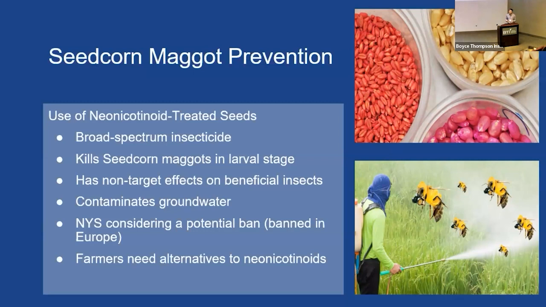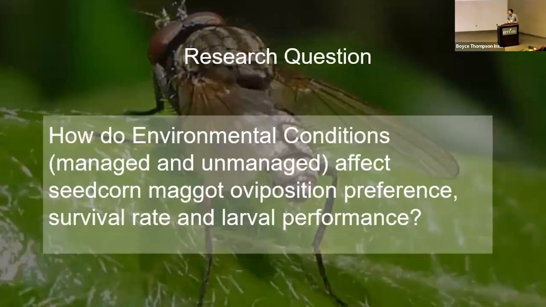It also contaminates groundwater as rainwater washes the neonicotinoids off the seed into the water table. And for that reason, they are banned in Europe, and New York State is also considering a potential ban. Now, that ban has actually been putting pressure on farmers to find alternatives to neonicotinoids. Which brings us to a research question. How do environmental conditions, both managed and unmanaged, affect seedcorn maggot oviposition preference, survival rate, and larval performance?